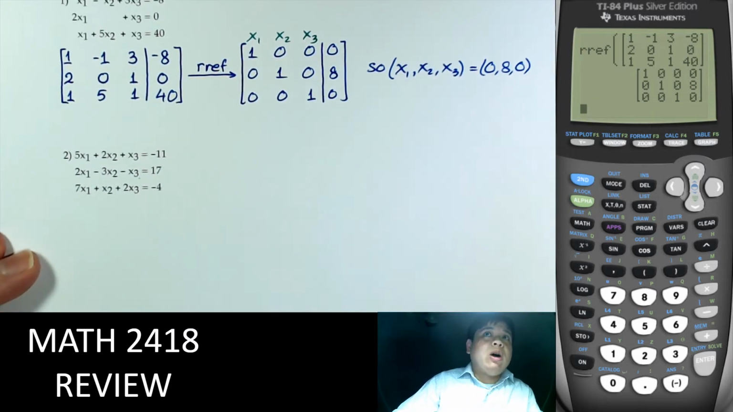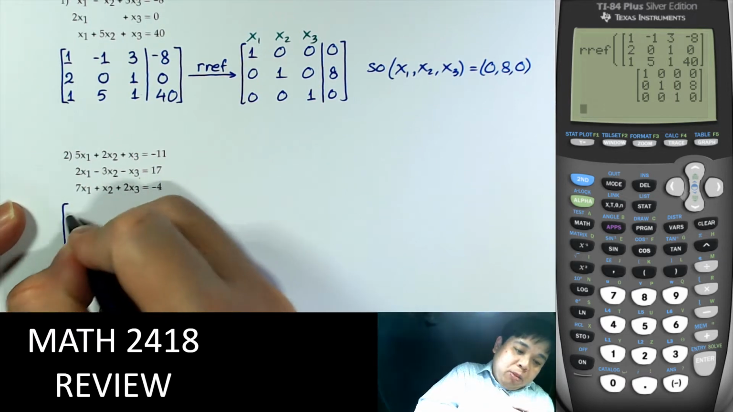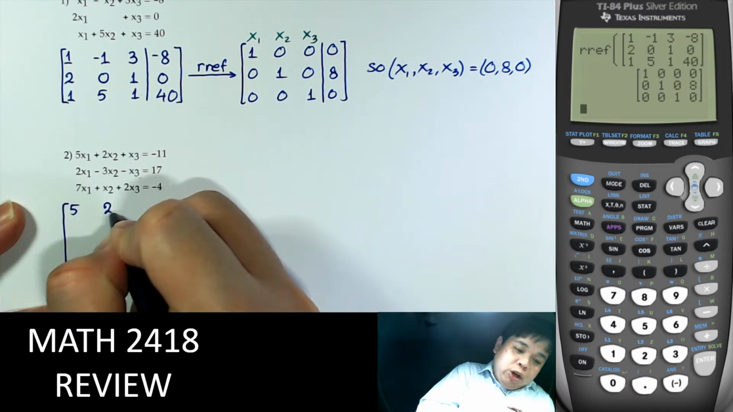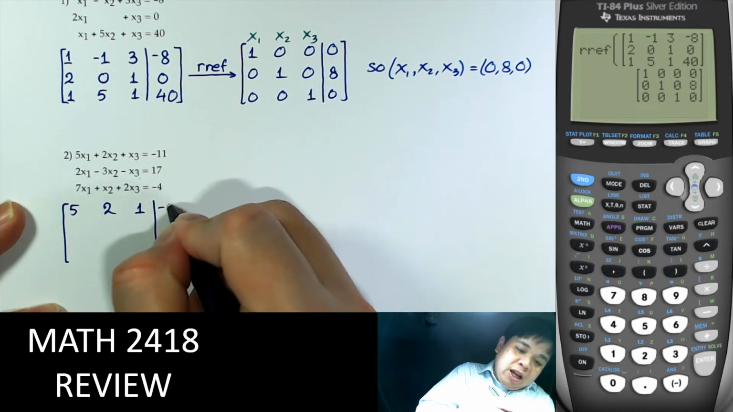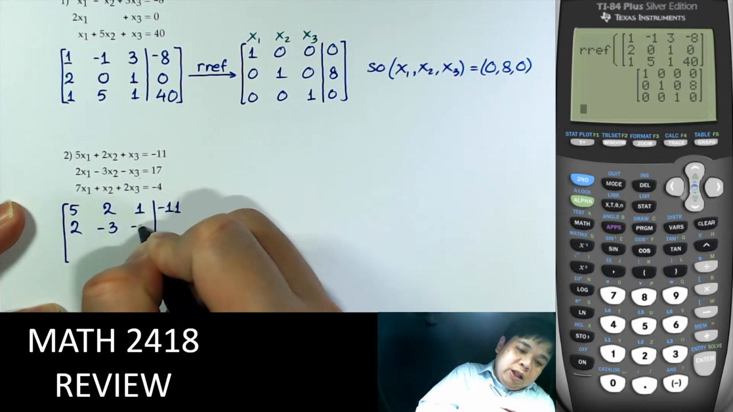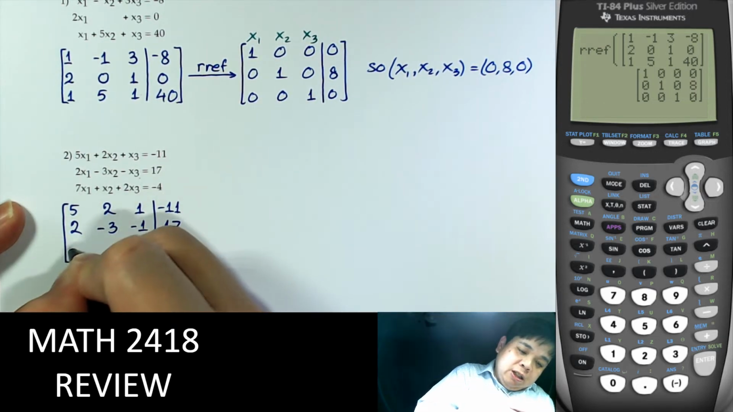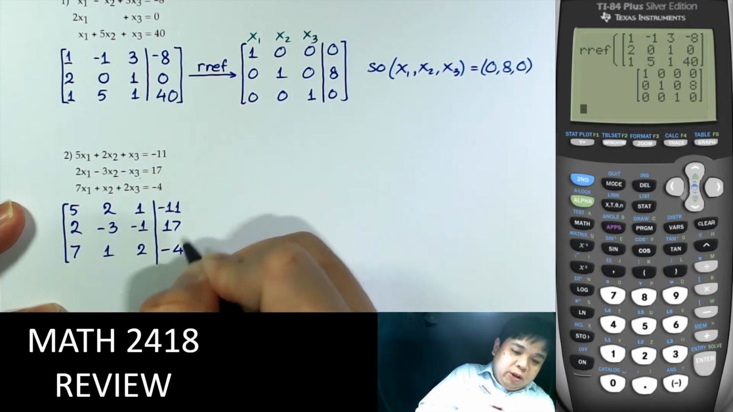Now go to the next one. We'll do the same thing: put this in a numeric matrix and then do reduced row echelon form. 5, 2, 1, negative 11. 2, negative 3, negative 1, 17. And 7, 1, 2, negative 4.